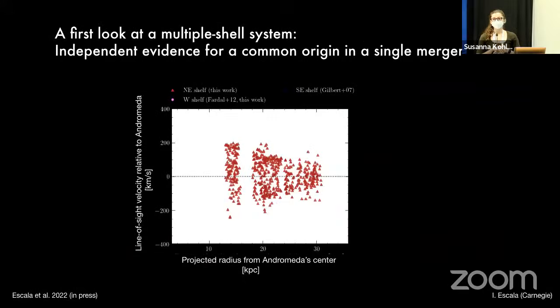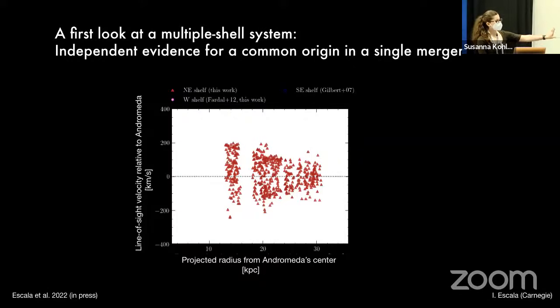One thing that's also exciting about this study is it's a first look at a multiple shell system. Spectroscopy for individual stars is something that we can really only do within the local group. There are many disk galaxies in the local volume, but given the techniques and the instruments we currently have available, we can't do this type of work yet. So this is really a first look at a multiple shell system in any galaxy.